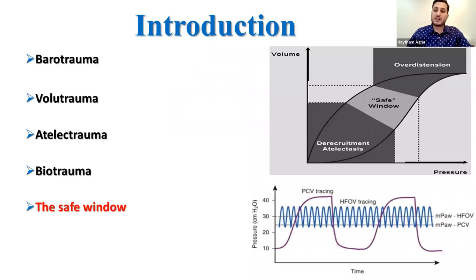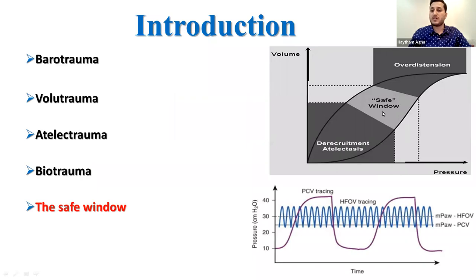So let's go to the lung ventilation, and we'll see here, this is a lung inflation curve and the relation between pressure and volume of the lung. We'll see that with increasing pressure, at the start, there is less compliance of the lung, and with a large increase of pressure, there is minimal change of the alveolar volume. And then we reach the safe window.